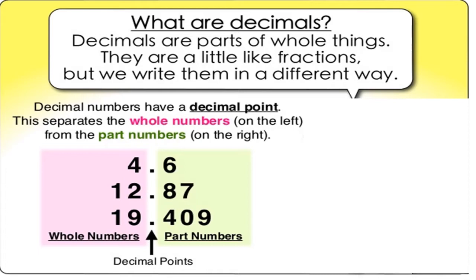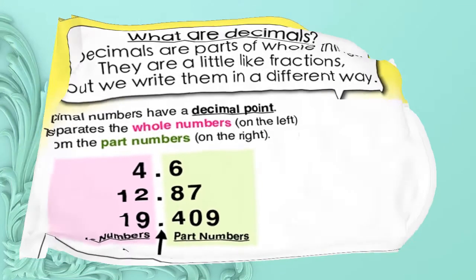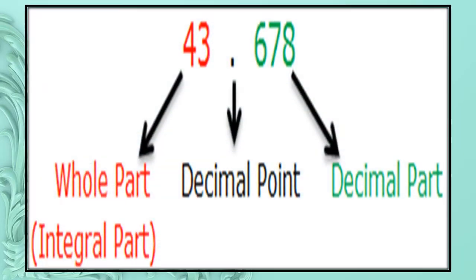So 12.87 and 19.409 are other examples of decimals. Students, in this example also we have 43.678. Here 43 is the whole part, the point is a decimal point, and on the right side we have 678. So this is the decimal part.